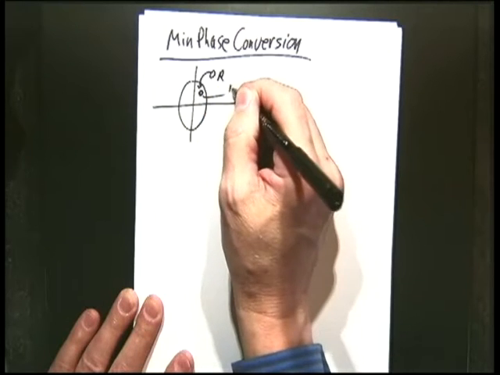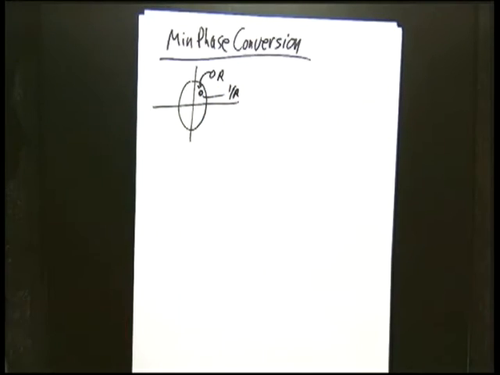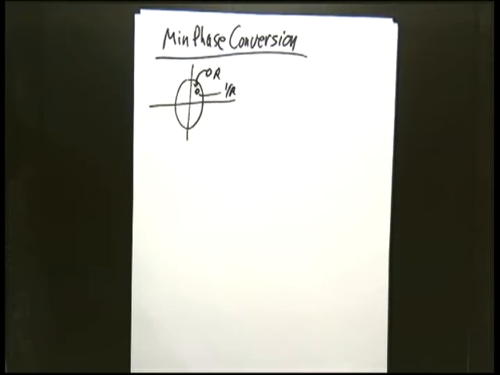Then its new radius is 1 over r. So that's the conceptual thing that we have to accomplish. And that's the only place you can move that zero to make it minimum phase and not affect the amplitude, the magnitude. So the magnitude response is preserved.